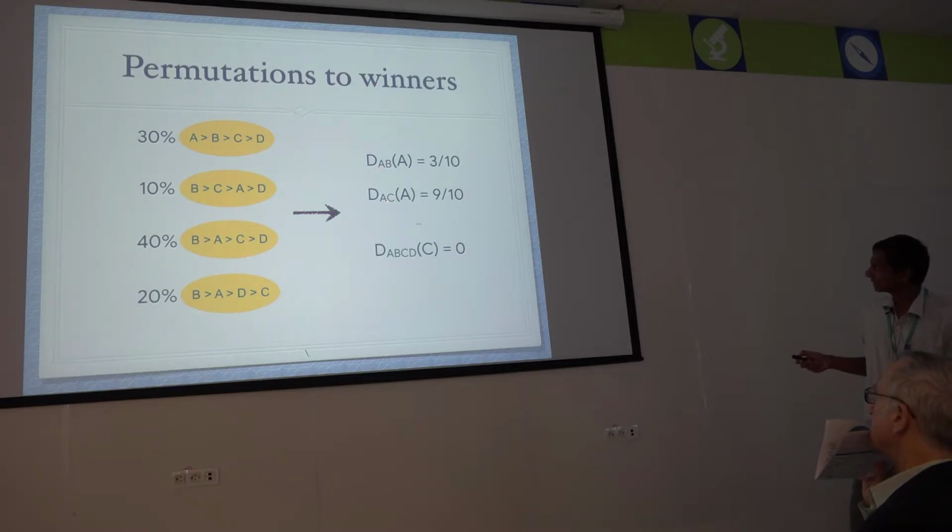And if you look at the slate AC, then you see that this user likes A over C, this user likes A over C, and this user likes A over C. So only this one doesn't. So the probability of A winning given the slate AC is 9 over 10. In this way you can write the winning probability of C over the full slate as 0. So this distribution gives rise to these winning probabilities.